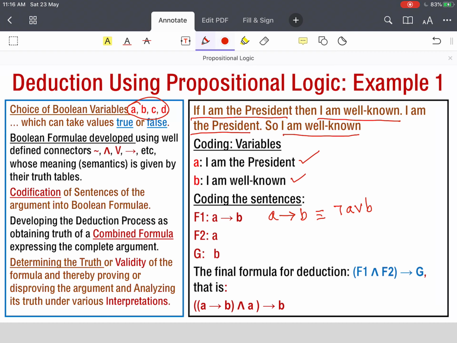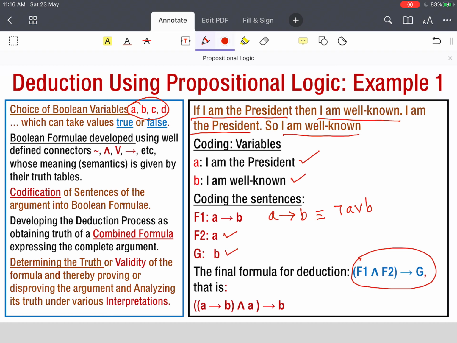So there is a truth of A implies B when A is true and B is true. There is also a truth of A implies B when A is false, which is true vacuously. The second sentence says I am the president. So we encode it as A, I am the president. And my conclusion says I am well known. So we encode it as B, which is I am well known.